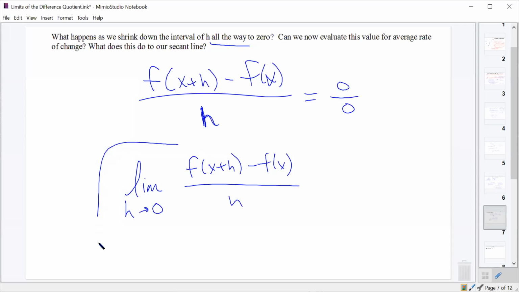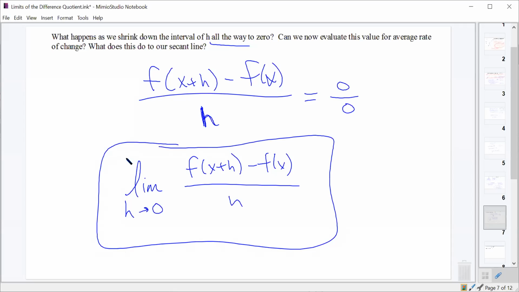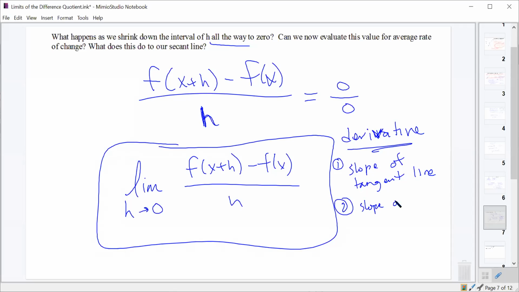And this limit right here has a lot of different names. One, it's called the derivative. This is the limit definition of the derivative, and that derivative tells us the slope of the tangent line to a function. It's also called finding the slope of the function at a specific point. And it's also the instantaneous rate of change.